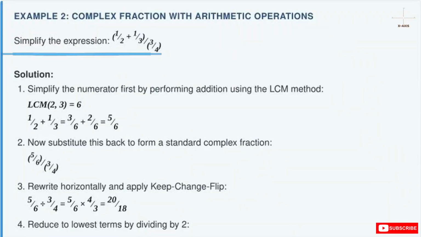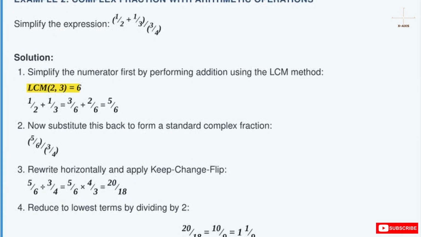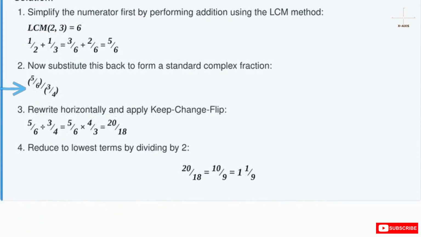Now we return to the problem from the beginning, 1/2 plus 1/3 over 3/4. We begin by resolving the nested addition in the numerator. Step 1 uses the lowest common multiple of 2 and 3, 6. Adding 3/6 and 2/6 gives us 5/6. In Step 2, we substitute that result back into the top of the stack, creating a standard complex fraction.